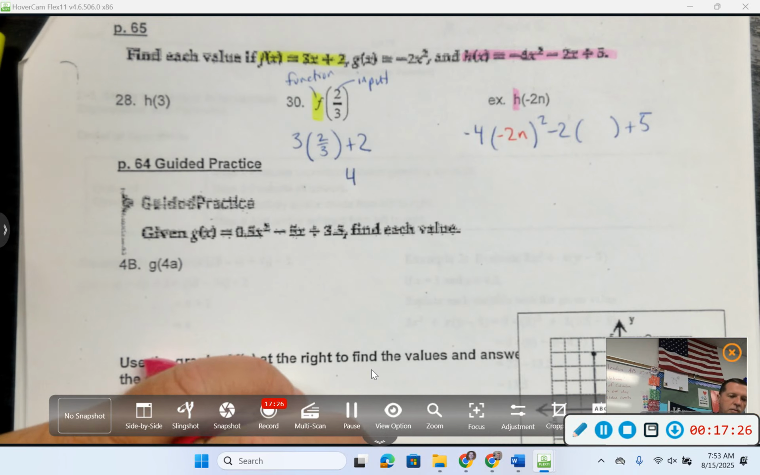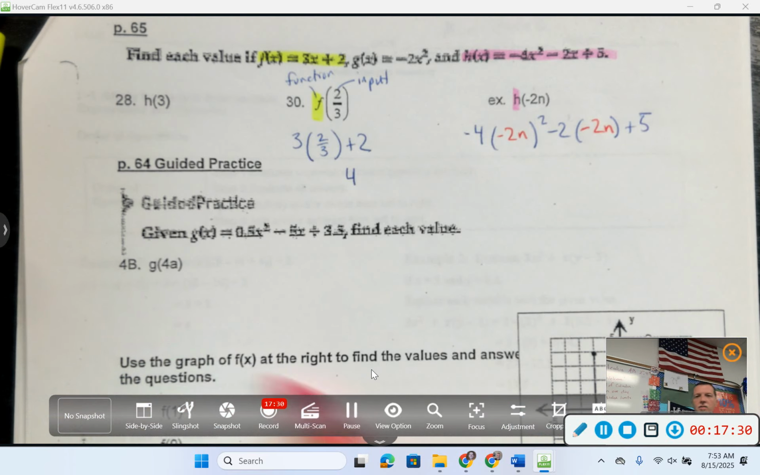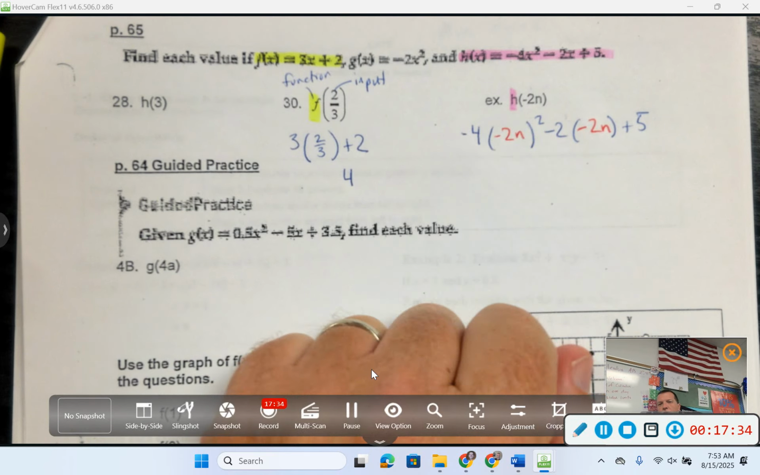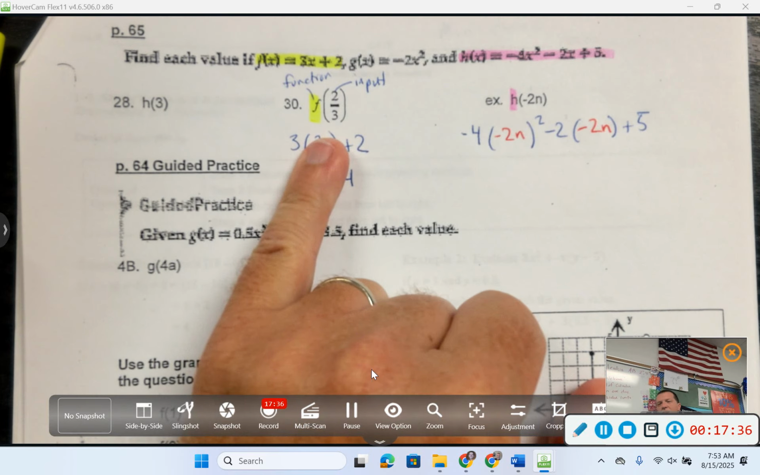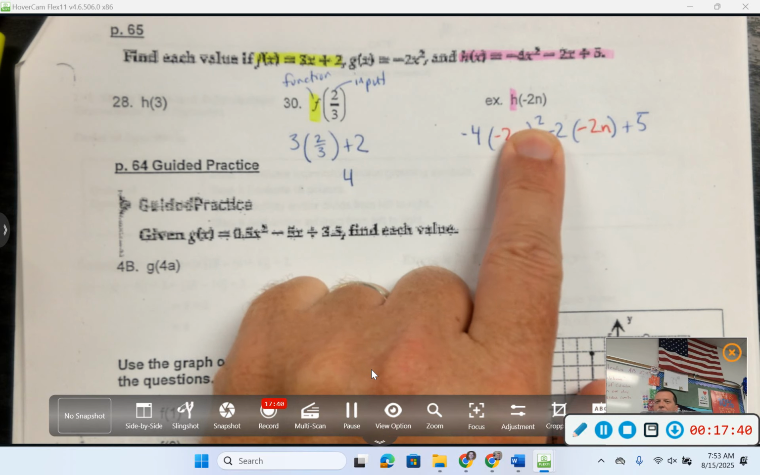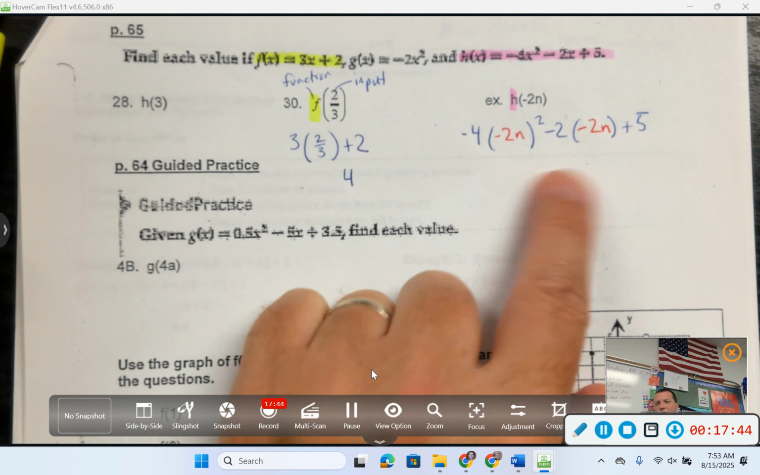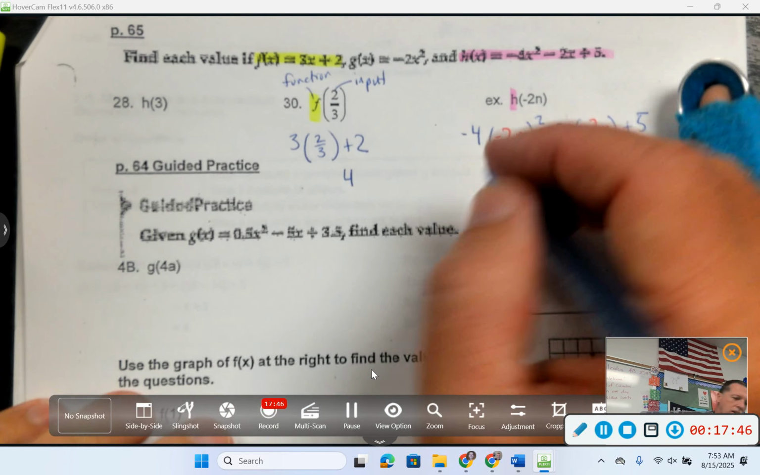So there's my h function, and then everywhere there was an x goes -2n. Right? That's what confuses people. Plugging in a number, you've done that a million times, that's easy. Plugging in an expression is the same thing, it just feels harder because it's not just a number, so there's a little more work to go here.